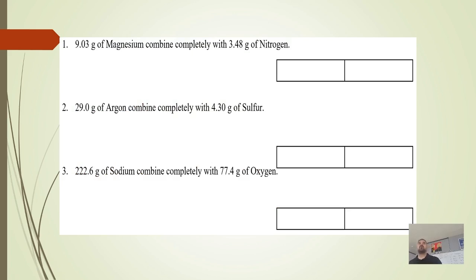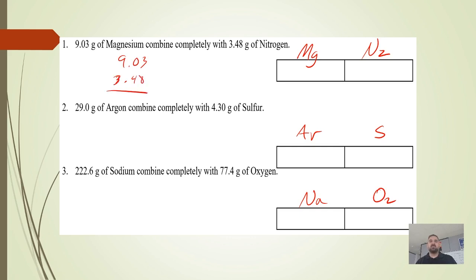So over here you have 3 exactly like the one we just solved, and I want you to solve all of them. So over here we got magnesium. Here we're going to put in nitrogen. Over here we got argon, sulfur, sodium, and then oxygen. Let's go ahead and solve these real quick. All right, so first thing we're going to do for all of these is we need to calculate the total mass. So 9.03 plus 3.48.